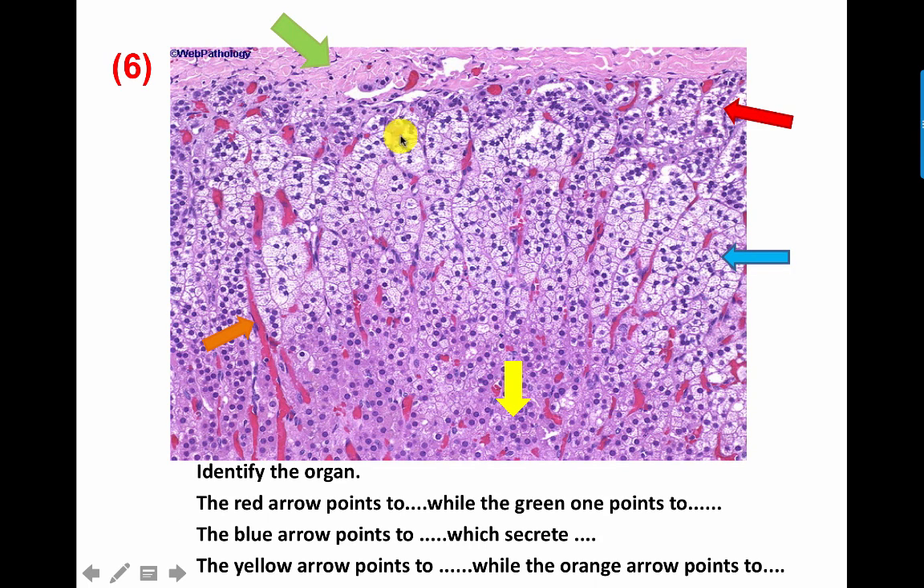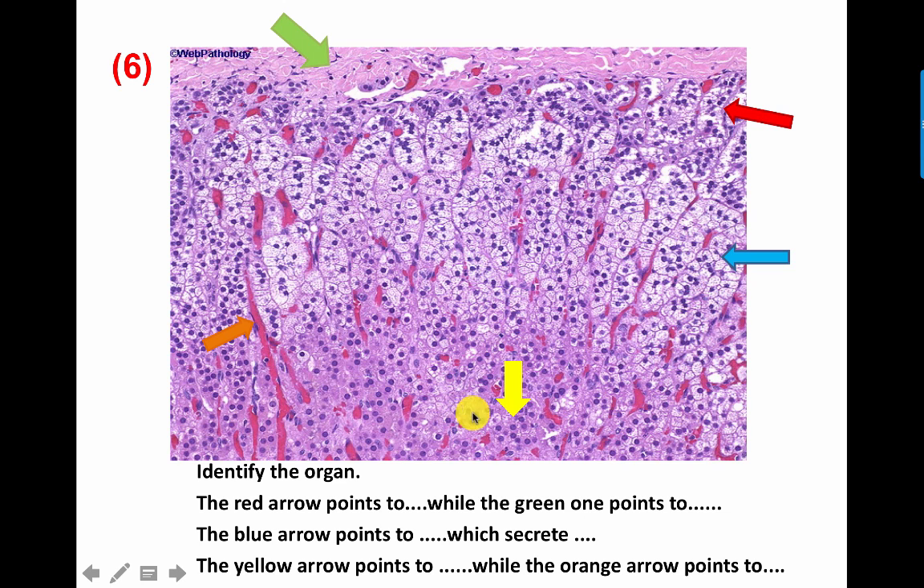Number 6, identify the organ. This is, of course, the suprarenal gland. The red arrow points to the zona glomerulosa, while the green arrow points to the capsule. The blue arrow points to the area of the zona fasciculata, because we have these spongiocytes which secrete glucocorticoids.